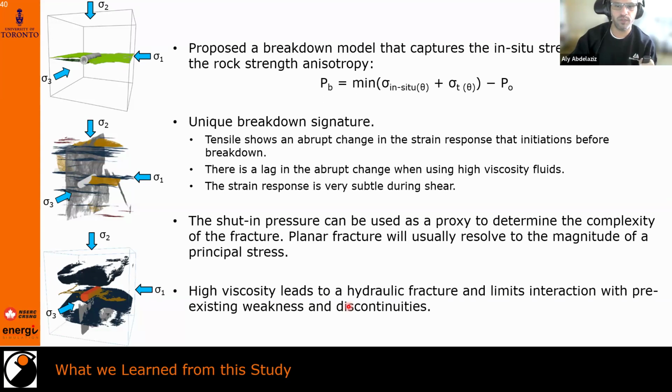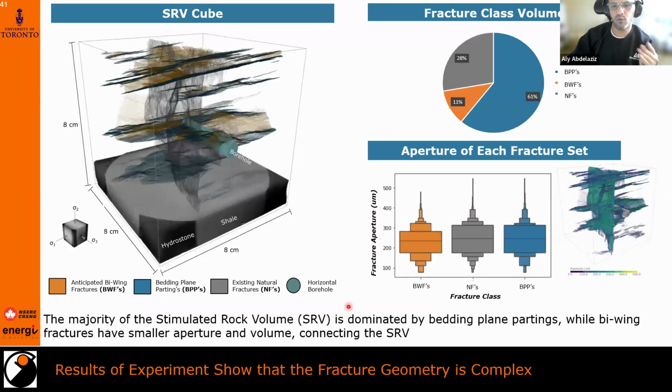Now, this work does not stop here. What you can do with this work is you can actually build more information now that you have all the details of all the fracture maps, of all the fracture networks, and then try to understand that the stimulated rock volume is dominated by the bedding planes in this specific case, while the bi-wing fractures have smaller apertures and volumes. So we can start to understand what is the fracture class volume. So we see that there is more bedding plane parting than bi-wings and natural fractures that have been stimulated.